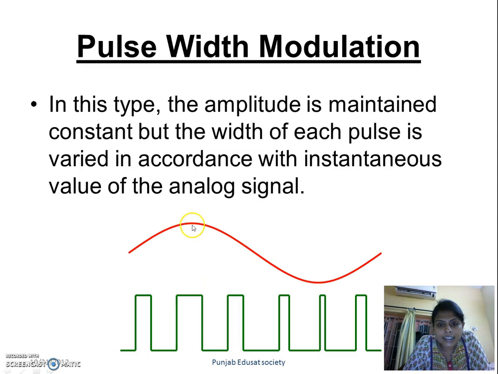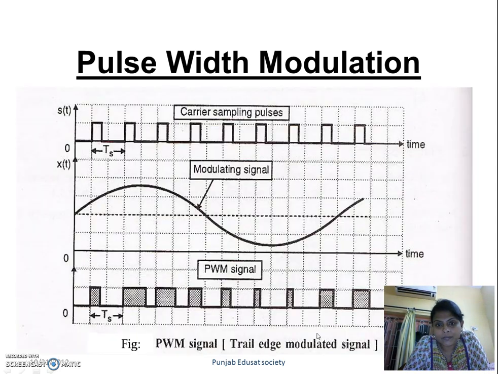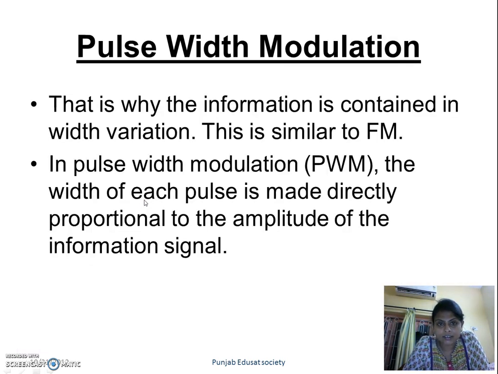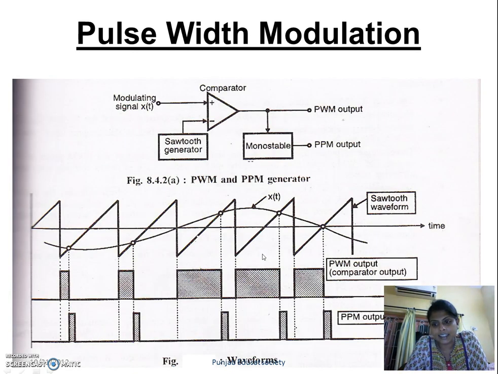When the modulating signal amplitude is maximum, the width of the pulse is maximum. When the modulating signal amplitude is minimum, the width of the pulse is also minimum. So, the pulse train width is varied in accordance with the amplitude of the modulating signal. In pulse width modulation, the width of each pulse is made directly proportional to the amplitude of the information signal.